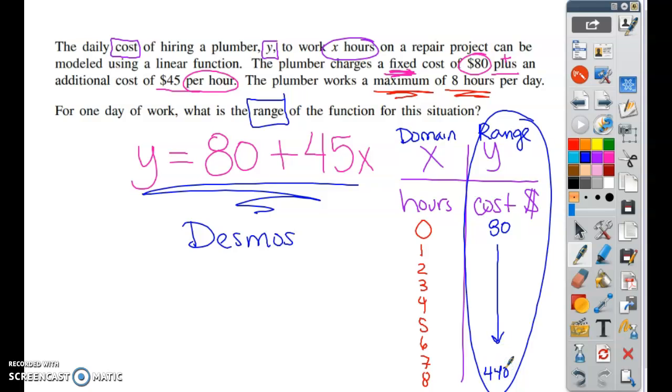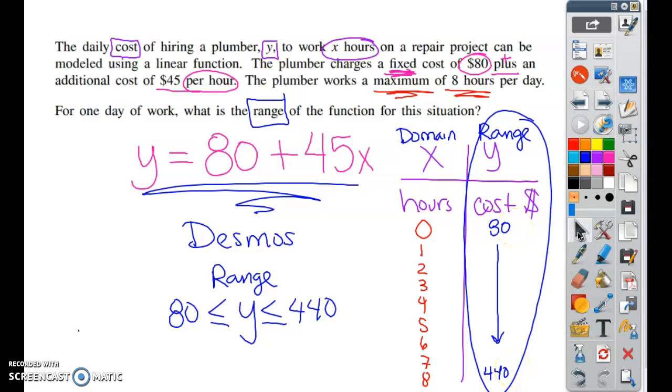So my range, y, this is range. You're going to be looking for an answer that looks like this. It starts with $80, it can equal it, and it goes all the way to 440, and it can equal it. That's what you would be looking for, okay? From 80 all the way to 440. Let's go to the next problem.